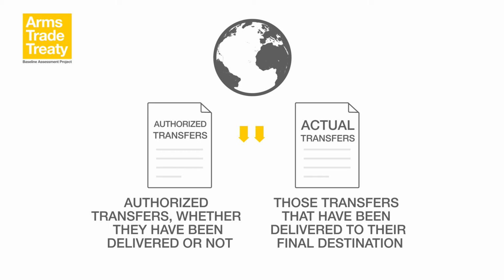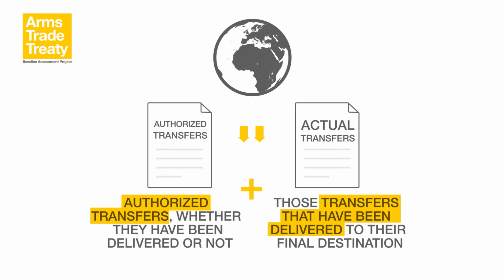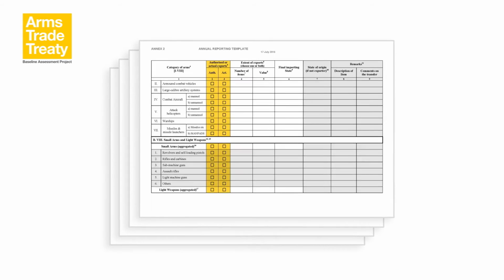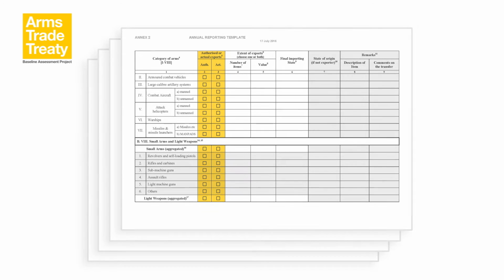Some states parties have provided information only on authorizations, while others have only reported actual exports and imports, and other state parties have reported on both authorizations and actual exports and imports. States parties are requested in the provisional template to identify if they are reporting on authorizations or actual exports and imports, or both. The UN Register requests that states provide information on actual exports and imports.